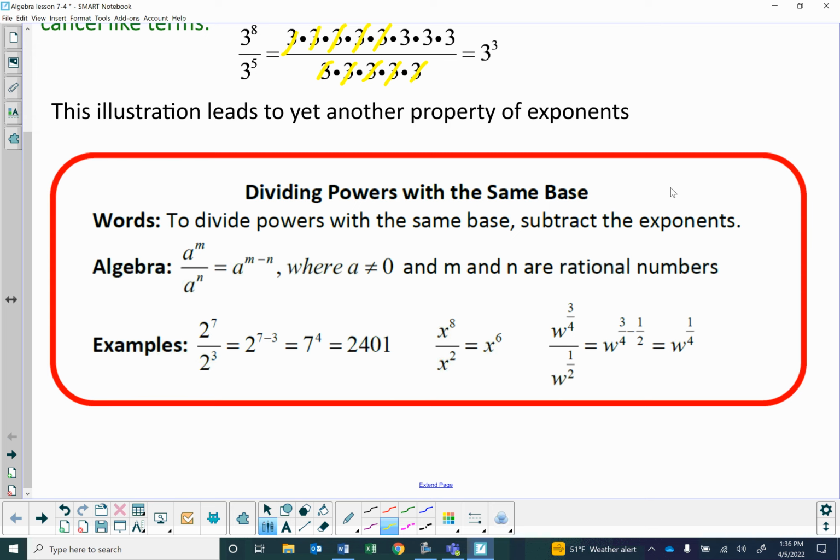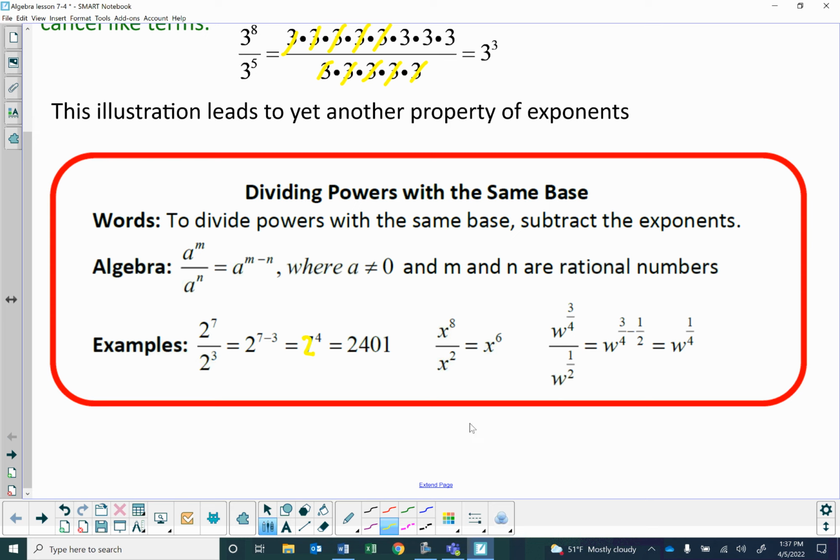For example, 2 to the 7th divided by 2 to the 3rd is 2 to the 7 minus 3, which should be 2 to the 4th, not 7 to the 4th. That should be a 2. 2 to the 4th, which is 2401. X to the 8th divided by x squared is equal to x to the 6th. W to the 3/4 divided by w to the 1/2 means that's w to the 3/4 minus 1/2, which, getting a common denominator, would be 3/4 minus 2/4, which makes it w to the 1/4.